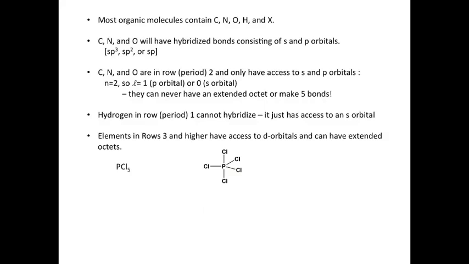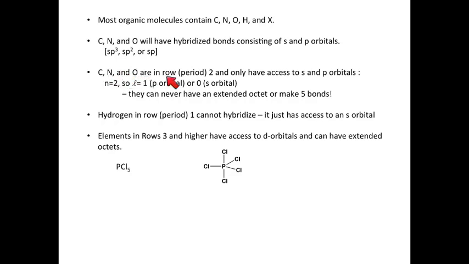Okay, so a couple of notes to consider. Most organic molecules are really going to contain carbon, nitrogen, oxygen, hydrogen, and X, where X stands for halogens. First, let's talk about carbon, nitrogen, and oxygen. And halogens will usually follow this. Carbon, nitrogen, and oxygen will have hybridized bonds consisting of s and p orbitals. So the options here are sp3, sp2, or sp. These atoms have to be sp3, sp2, or sp hybridized, and halogens will usually follow that pattern, usually being sp3 hybridized. Why is that?